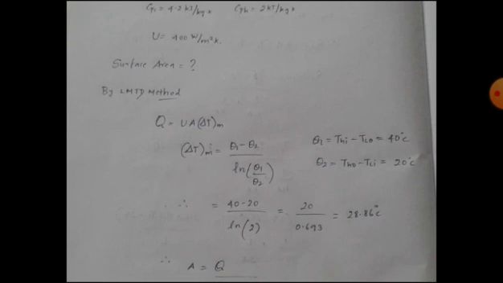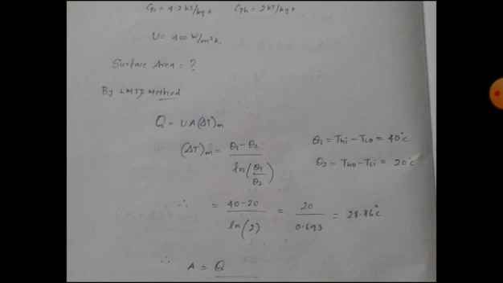Now we are going to find the surface area using the LMTD method, that is the logarithmic mean temperature difference method. For that, the formula is heat transfer rate Q is equal to U, overall heat transfer coefficient, into surface area A, into del Tm, that is the logarithmic mean temperature difference. What is the logarithmic mean temperature difference formula? That is theta 1 minus theta 2 by ln of theta 1 by theta 2.